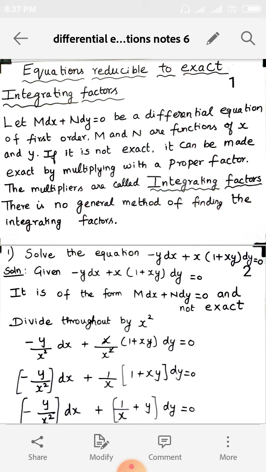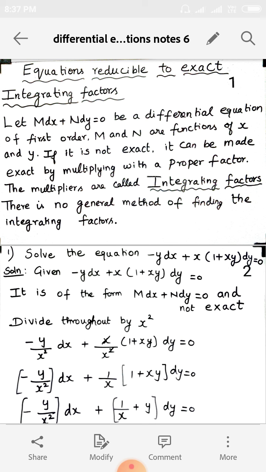But here the chapter is equations reducible to exact. That is, the given equation is not exact. Suppose the given equation is not exact, how can we reduce it to exact? That is the method: we have to use the integrating factor.